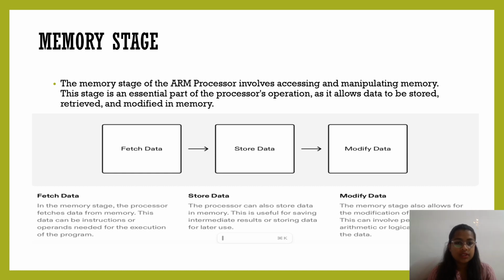Memory stage. The memory stage of the ARM processor involves accessing and manipulating memory. This stage is an essential part of the processor's operation as it allows data to be stored, retrieved, and modified in the memory. Fetch data: in the memory stage, the processor fetches data from memory.